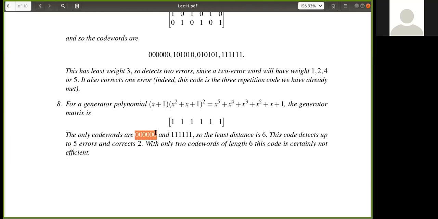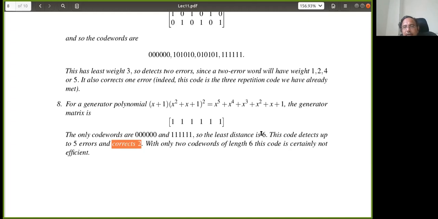If 6 errors happen, 0 0 0 0 0 0 becomes 1 1 1 1 1 1, and I do not know whether my friend sent 0 0 0 0 0 0 or 1 1 1 1 1 1 itself. But if 5 errors happen, I can still find it. If 5 errors, 4 errors, 3 errors happen, I can at least detect it. But how can I correct? It can correct up to 2 only.